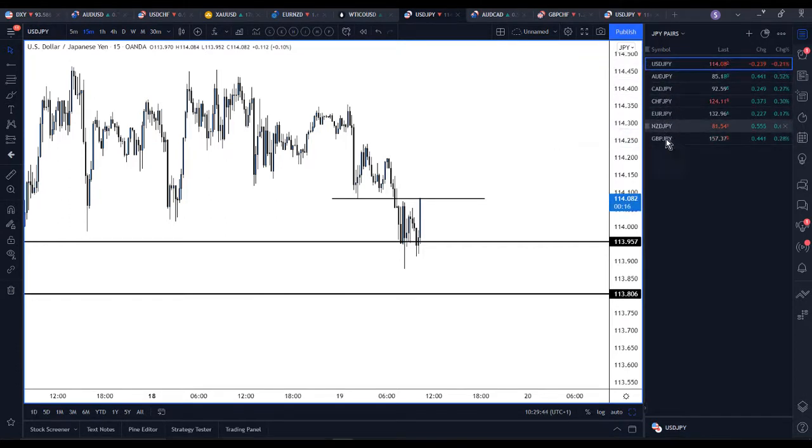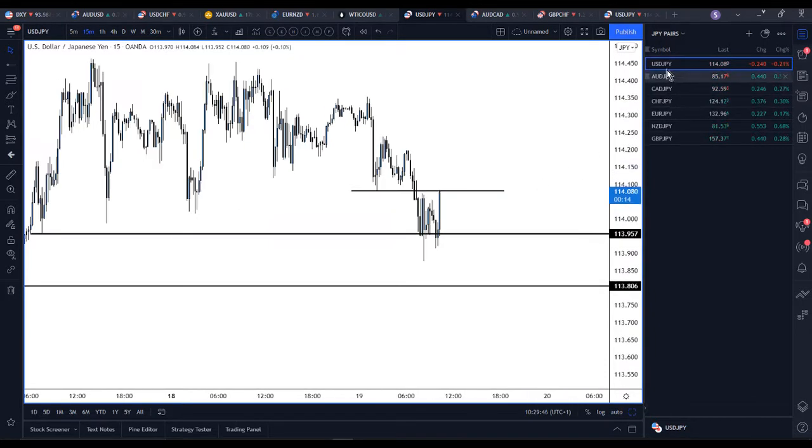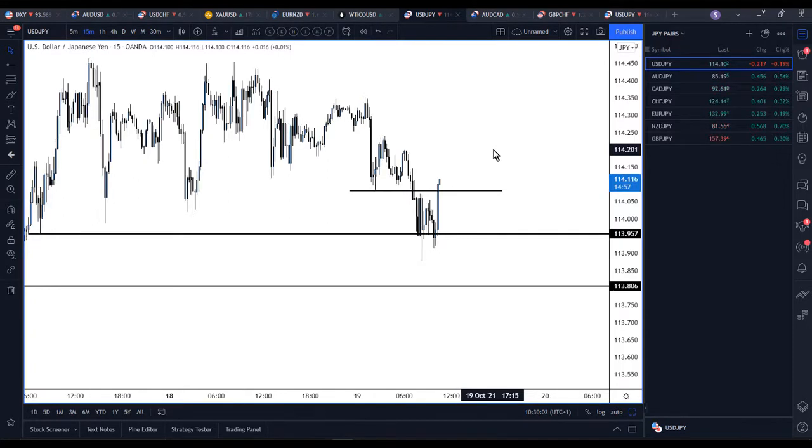Okay, we're looking for sales on these, but we've literally got this USD yen as the only one that's down on the day because the dollar is weak. So we're not seeing any strength on the Japanese yen at the moment. So I'm not quite ready to start selling any of these pairs. They are of interest though.